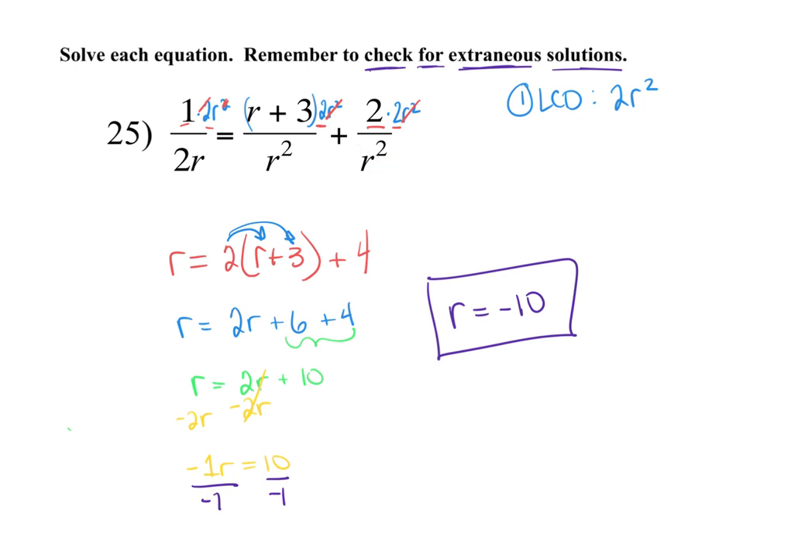Had I gotten negative 10 and 0, then 0 wouldn't have worked, because when I plug in a 0 here, it would not work. Now, that doesn't mean 0 always doesn't work, because that could be a plus or minus. But in this case, I have to check and make sure that what I have gotten does work and does not cause a problem in my denominator.